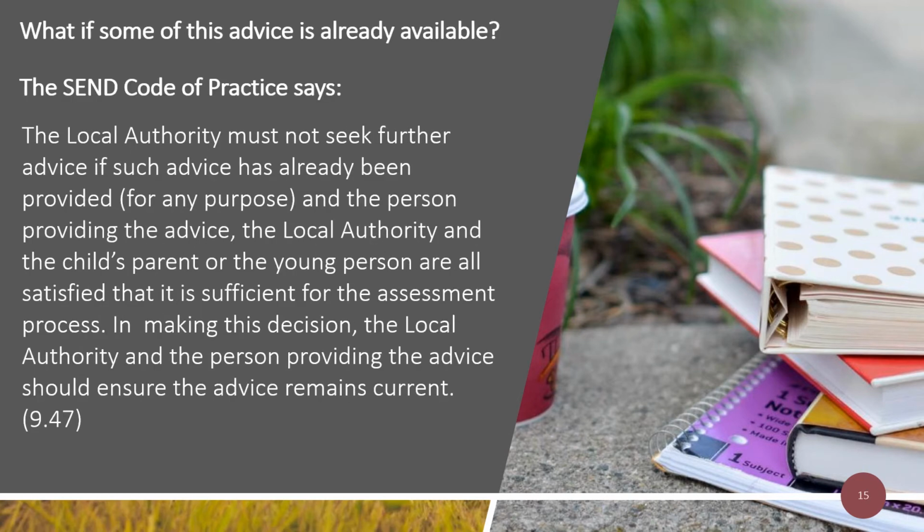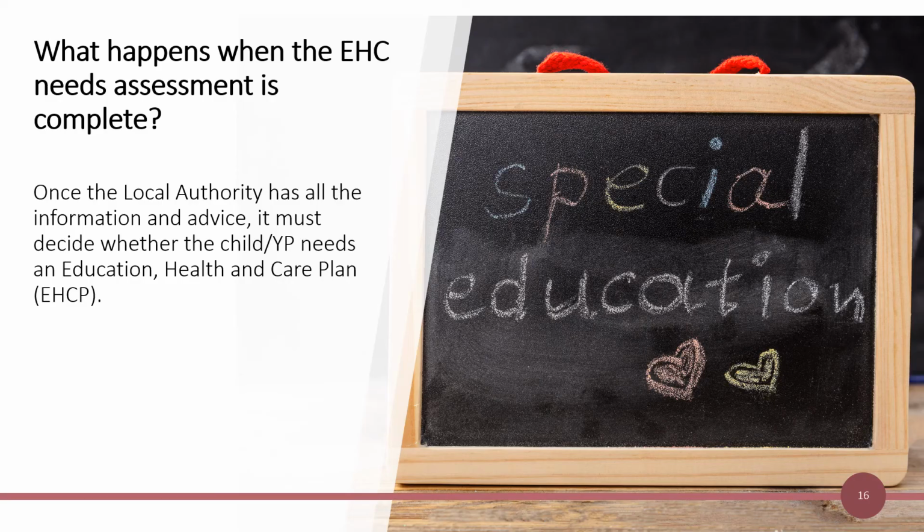What if some of this advice is already available? Again, the SEND Code of Practice says, the local authority must not seek further advice if such advice has already been provided for any purpose, and the person providing the advice, the local authority, and the child's parent or the young person are all satisfied that it is sufficient for the assessment process. In making this decision, the local authority and the person providing the advice should ensure that the advice remains current, and that can be found at 9.47 of the SEND Code of Practice 2014.